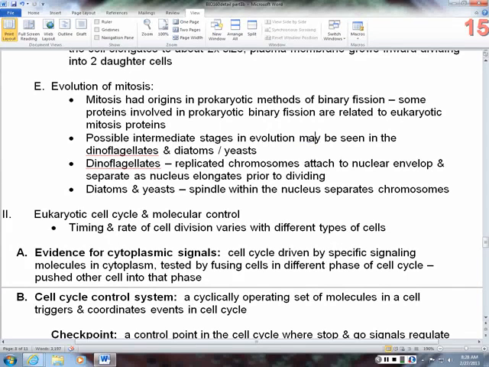With dinoflagellates, they replicate their chromosome and attach it to the nuclear envelope. It separates as the nucleus elongates, prior to dividing. So theirs separates before it divides. It's just a little bit different way of doing things. With the diatoms and yeast, the spindle within the nucleus separates the chromosomes.